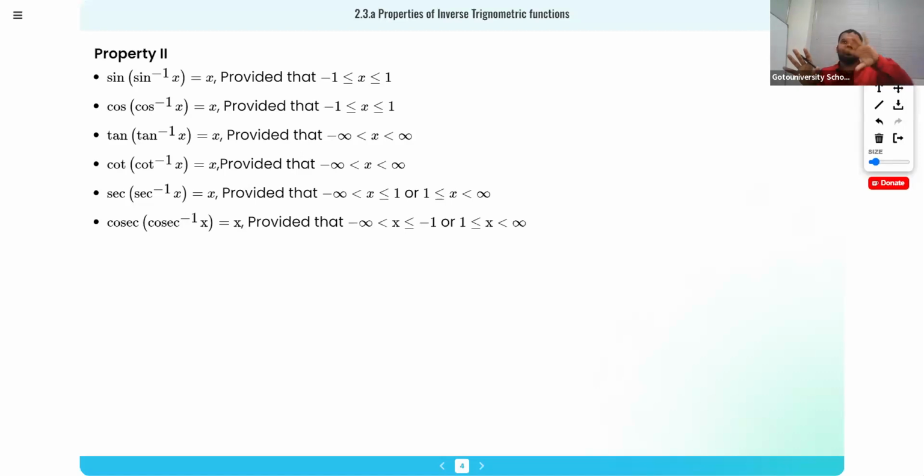Now we are going to take it in a reverse way. So we are taking the inverse inside and the normal angle outside. Sine of sine inverse x is going to be x. Cos of cos inverse x is x, provided x falls under the domain. Got it? Why domain? Because we are talking about sine inverse x.